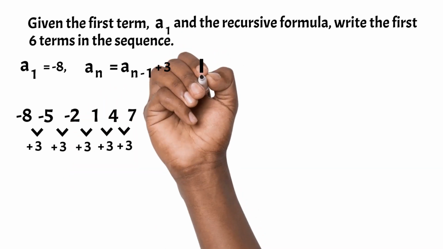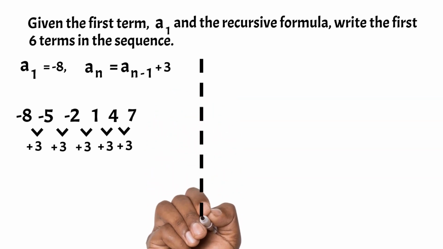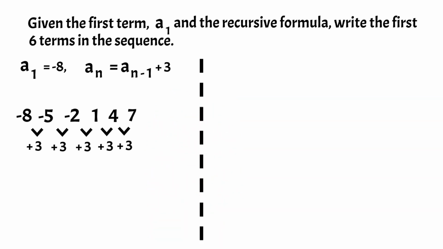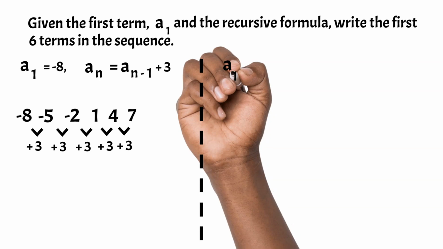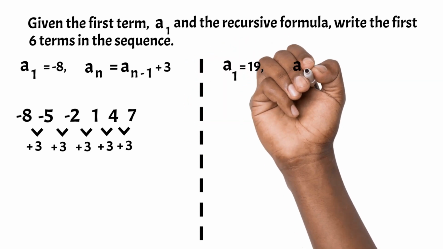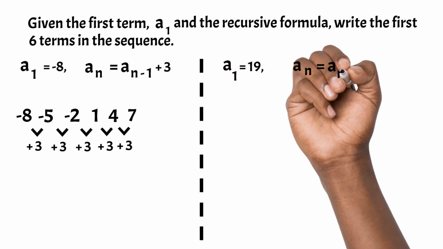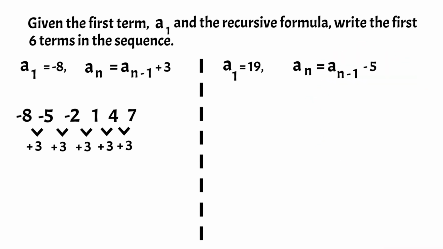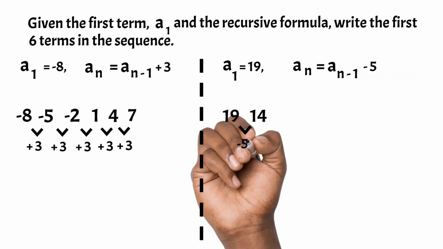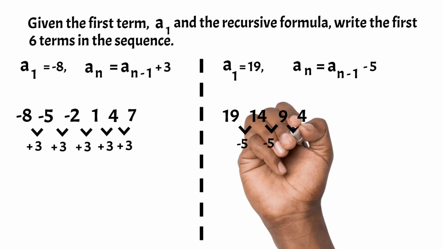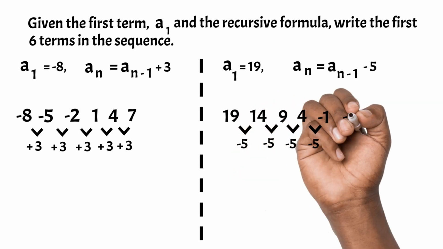Let's look at our next problem. 19 is a sub 1, which is my first term. Since my common difference is negative 5, we start by subtracting 5 from 19. We get 19, 14, 9, 4, negative 1, and finally negative 6 as our first 6 terms.